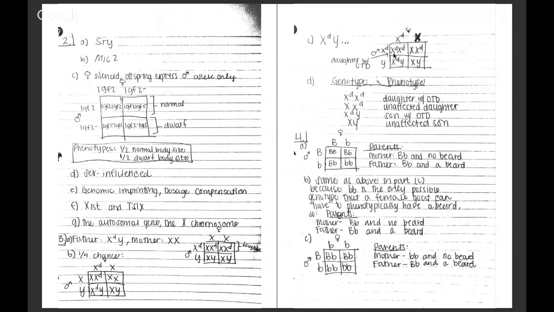In part D, consider the crosses in part C. What are the expected genotypes and phenotypes? This here would be a daughter with OTD. This here would be an unaffected daughter because it would have to be on both in order for her to be affected. The son, he has the disease, and this son here does not have the disease.